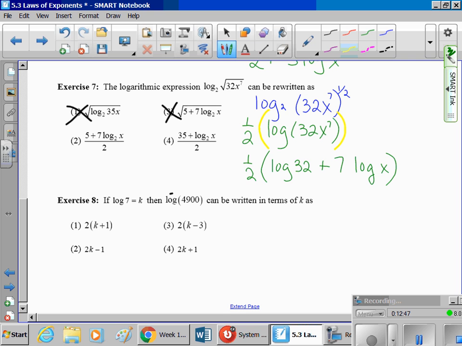So now, as soon as you get something that looks like this, and I'm sorry, I'm forgetting my base 2's here, because I saw this 32 and figured it had to be base 2, because 2 to the what power gives me 32? 5, right? 2 times 2 is 4, times 2 is 8, times 2 is 16, times 2 is 32, plus 7 log base 2 of x. And another way to write that is the whole thing divided by 2. So our answer is right here.